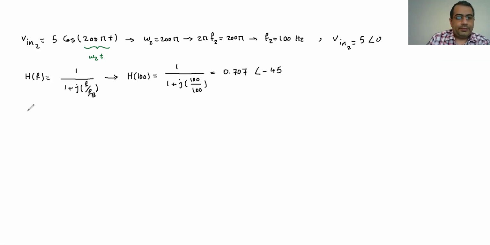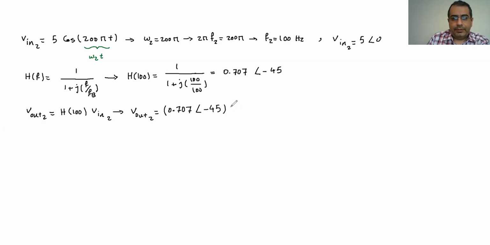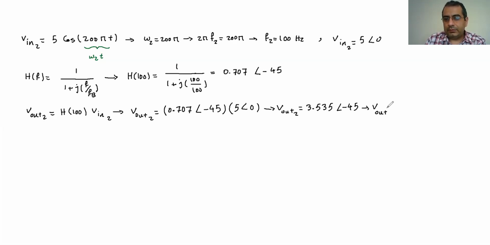And then the Vout2 is going to be H(100), so the H at f2, times the Vin at 2. So the Vout2 is equal to 0.707 with angle of negative 45, and the Vin is going to be 5 with the angle of 0. So if you do the calculation, the Vout2 becomes 3.535 with angle of negative 45.